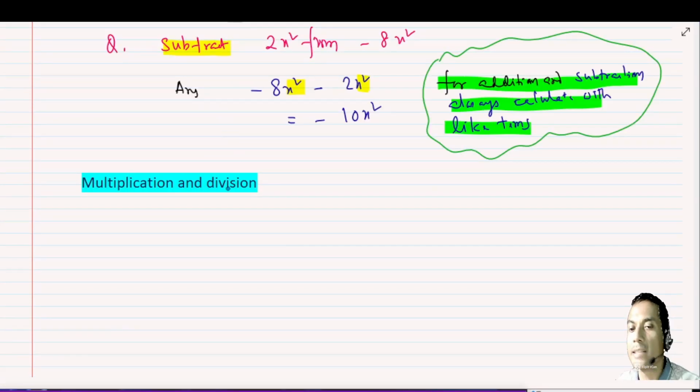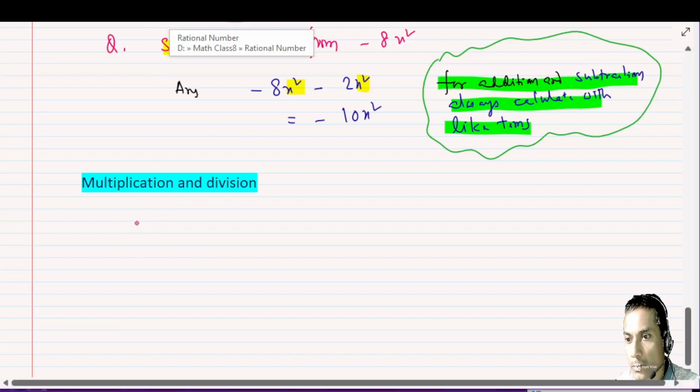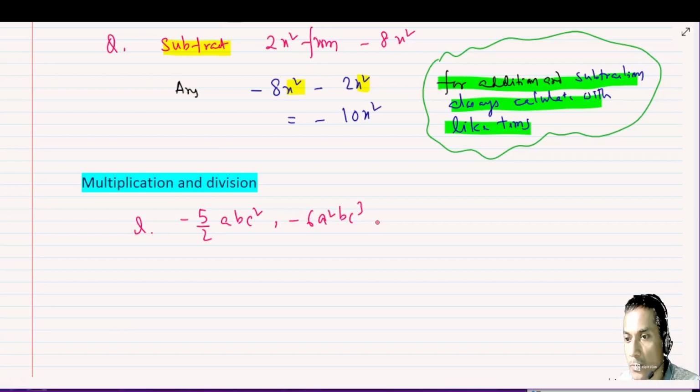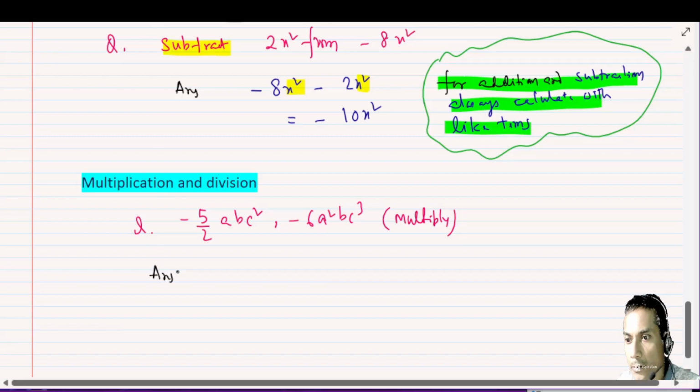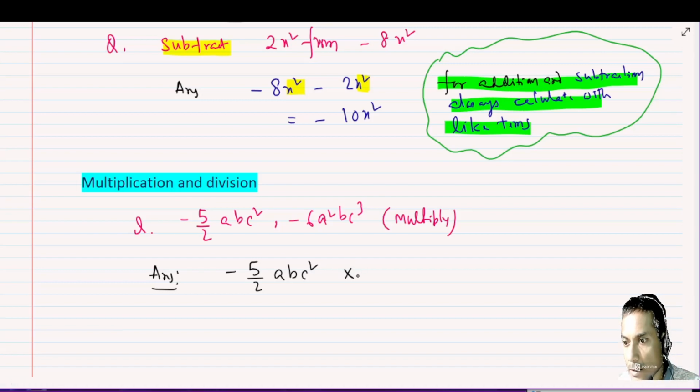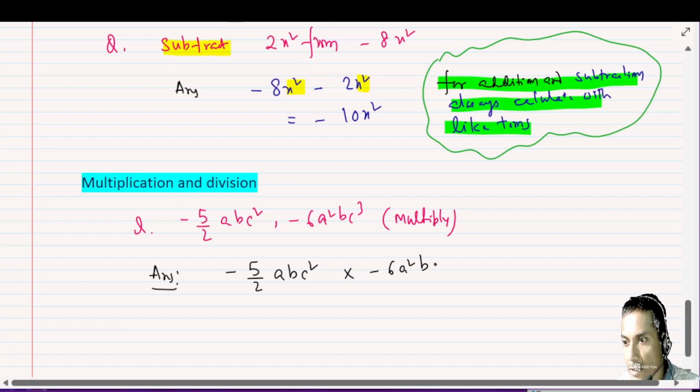Let's take one example of multiplication. The question is: multiply minus 5 by 2 abc square with 6a square bc cube. Multiply it. How can you do that? First you write the algebraic expression. Here two expressions are there. Minus 5 by 2 abc square into minus 6a square bc cube.